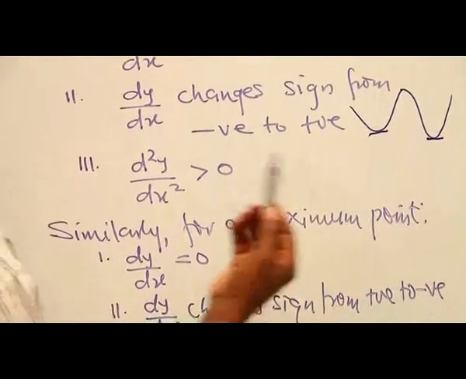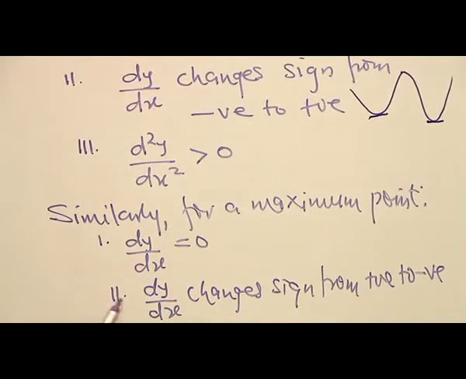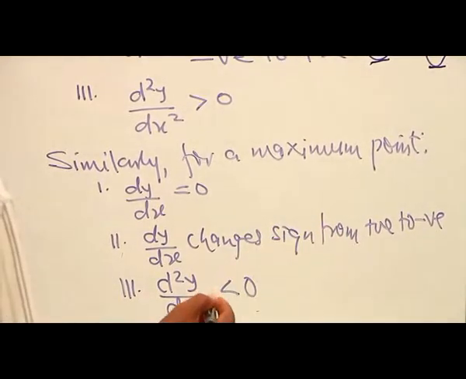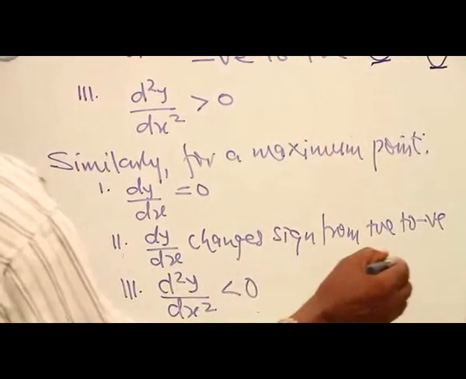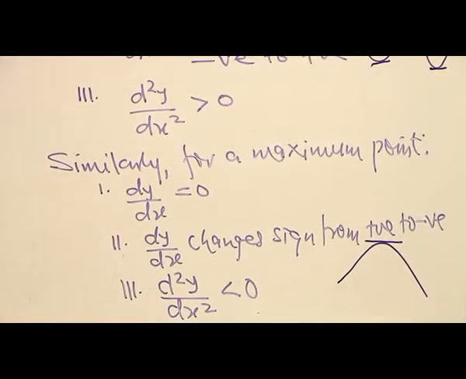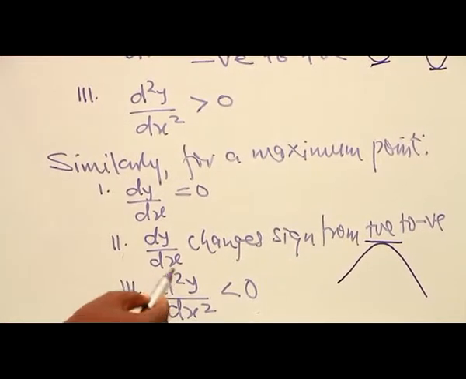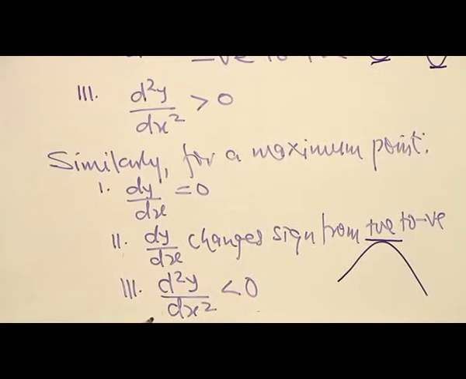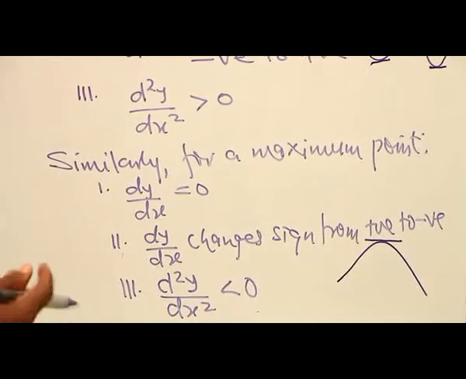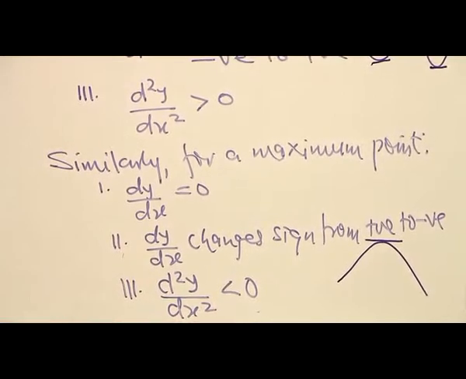Similarly, for a maximum point, condition 1 remains the same, dy over dx equal to 0. Condition 2, dy over dx changes sign this time from positive to negative, rising and then falling. You will now have a maximum point. Again, the second derivative of that function evaluated at the given point will be less than 0. So when you find the second derivative and evaluate it at the given point and it is less than 0, then you have a maximum point at that point.